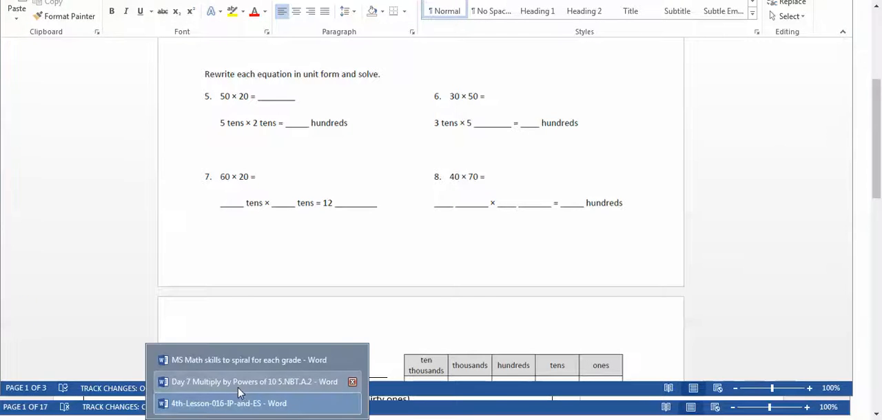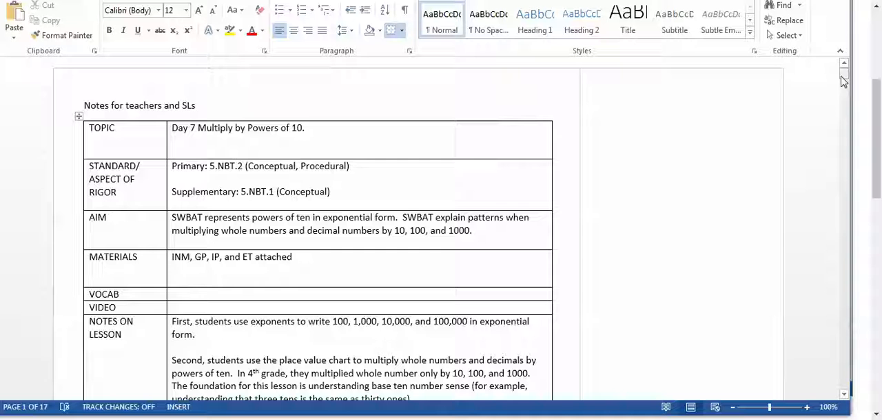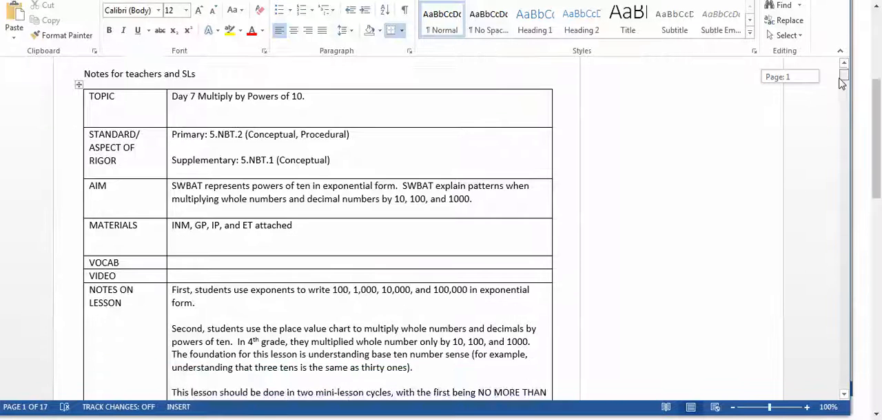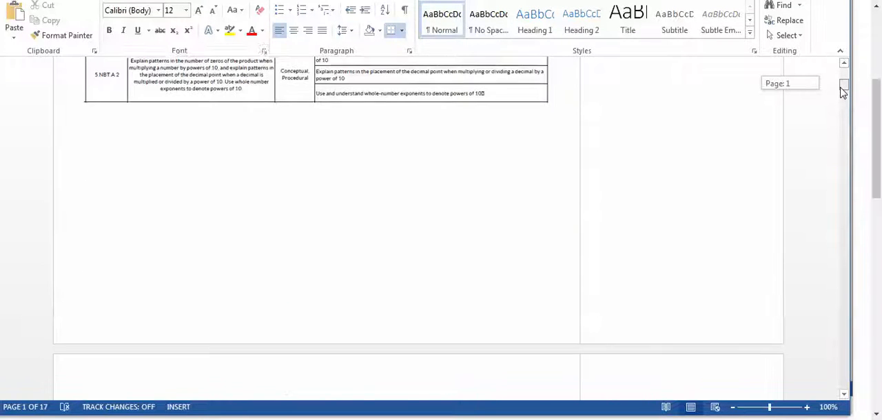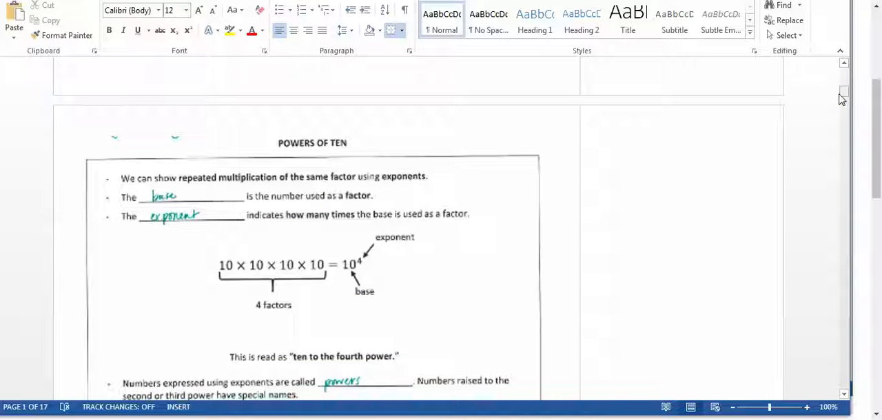In 5th grade, we're going to first start with 2 mini lessons for this. The first mini lesson will be using exponents, right? 100, 1,000, 10,000, and 100,000 in exponential form. And then after we've nailed that in about 8 minutes, we'll go back and actually use a place value chart, which is the first way that students multiplied these in 4th grade. We'll use a place value chart to multiply them in 5th grade. Same thing, we can always use a place value chart to show our thinking for any problems in 5th grade place value.